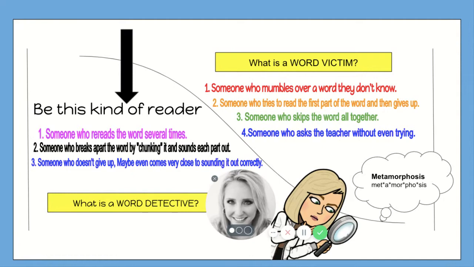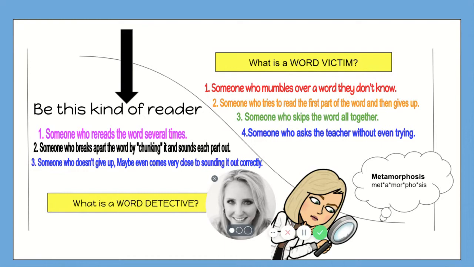A word victim is someone who tries to read the first part of the word and then they're like, oh, no, they give up. How is that going to help your comprehension if you're giving up, right? Sometimes a word victim is just someone who skips the word altogether. And then word victims, they're like Miss Mull, Miss Heb, Miss Gist, Miss Dare, Miss Jefferson, Miss Allison. I don't know. What is this? What's this? Listen.